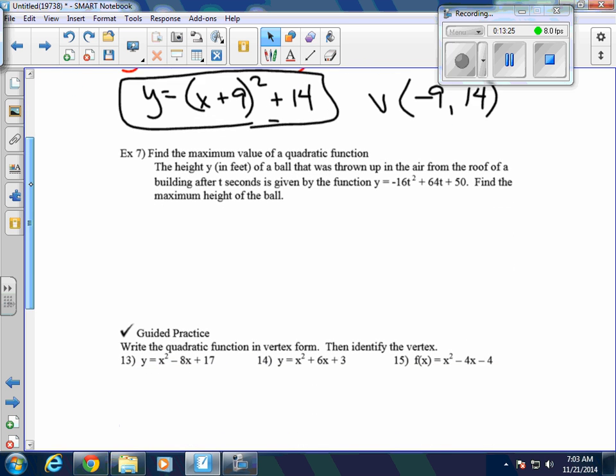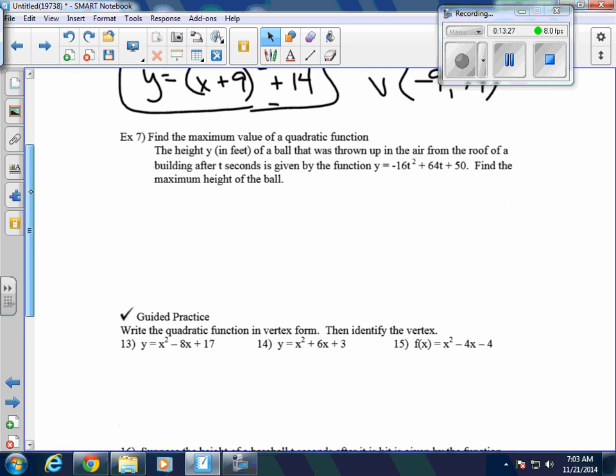Example 7 says we're going to find the maximum value of a quadratic function. The height y in feet of a ball thrown up in the air from the roof of a building after t seconds is given by the function negative 16t squared plus 64t plus 50. Find the maximum height of the ball. Again, maximum height is always the y value of the vertex. So we're going to put this in vertex form.